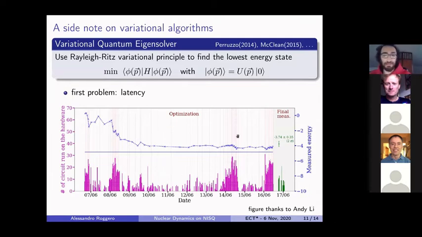What you see here, the blue points are the energy that we measure, so this expectation value as a function of time, okay? The bottom panel here is time in days, okay? And the purple lines here are the number of individual quantum circuits that we are running on the real device, and we are getting expectation values out, okay?